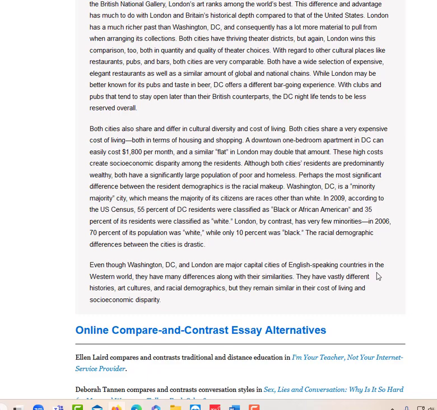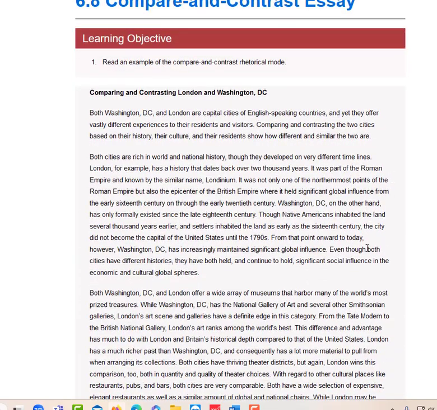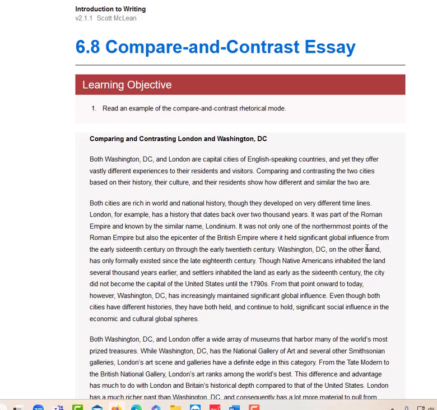Even though Washington, D.C. and London are major capital cities of English-speaking countries in the Western world, they have many differences along with their similarities. They have vastly different histories, art cultures, and racial demographics, but they remain similar in their cost of living and socioeconomic disparity. And so this is an example of a comparison-contrast essay where the writer compares Washington, D.C. and London.